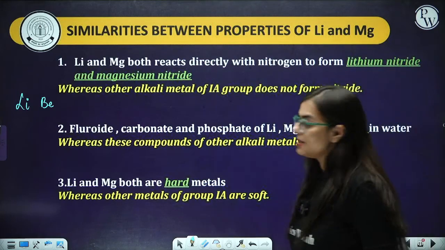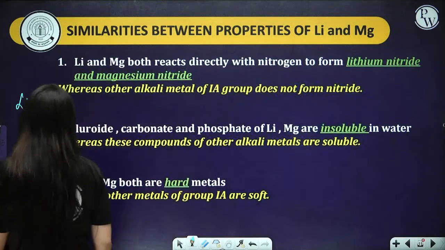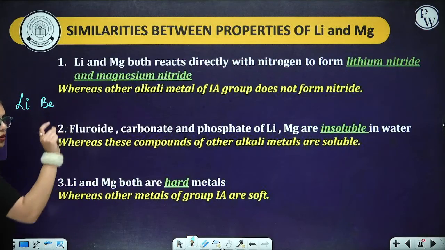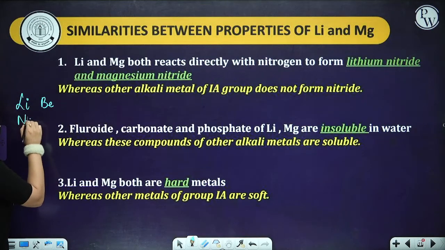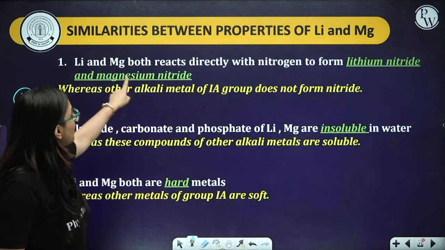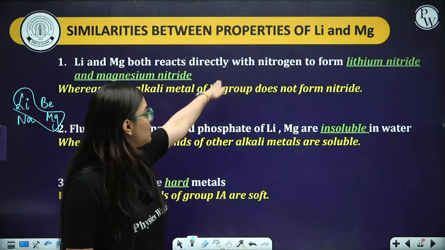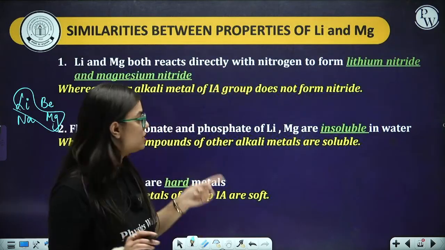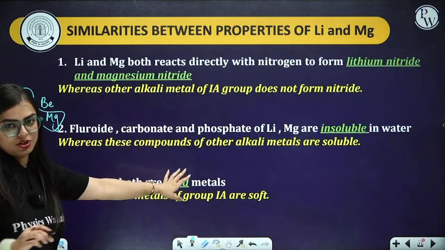Now, similarities, let us see. Lithium and magnesium both react directly with nitrogen. Now, I am talking diagonally. Below lithium is sodium, below beryllium is magnesium. I am talking about the properties of lithium and magnesium diagonally. So lithium and magnesium both react directly with nitrogen. It will form lithium nitride, it will form magnesium nitride.